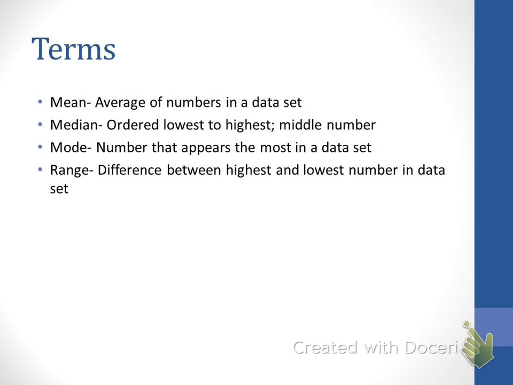Okay? The mean is the average of the numbers in a data set. The median is the middle number when the numbers are ordered lowest to greatest. Mode is the number that appears the most in a data set. And the range is the difference between the highest and the lowest number.